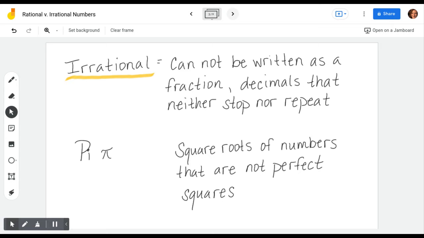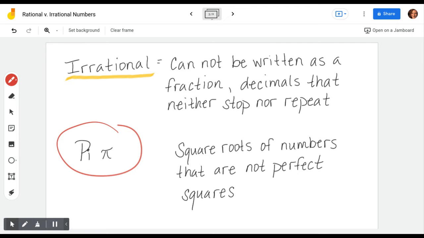Irrational numbers cannot be written as fractions. They're decimals that never stop and they never repeat. The most famous, the most popular irrational number is pi. You see the symbol for pi right here. Pi, I guess that didn't circle like I wanted it to. Let's try that again. There we go. Pi, we use 3.14, but that's like an abbreviation of it. Pi really goes on forever. It never stops. It never repeats.